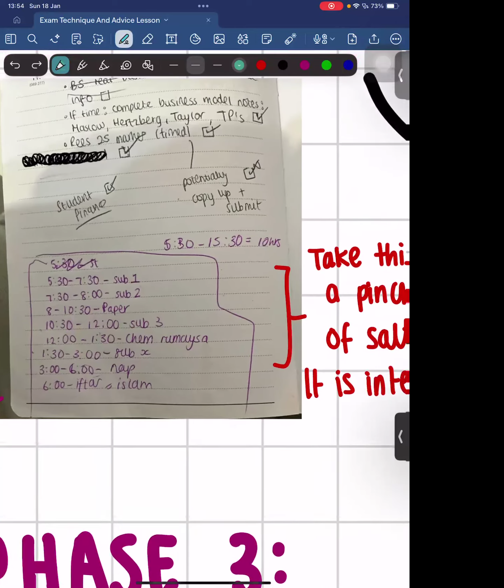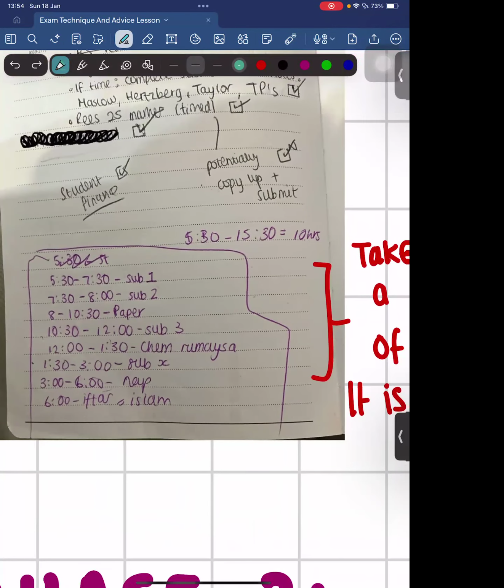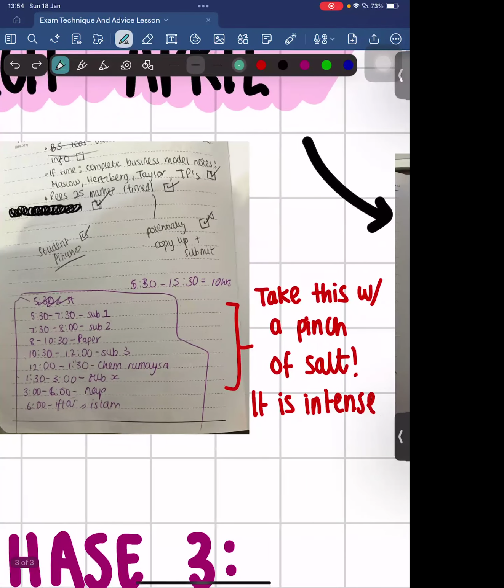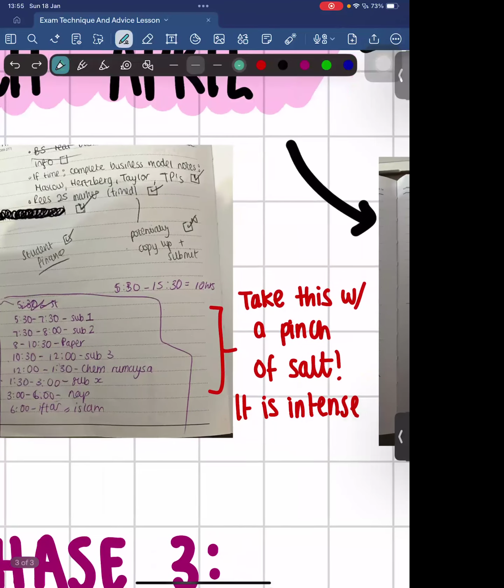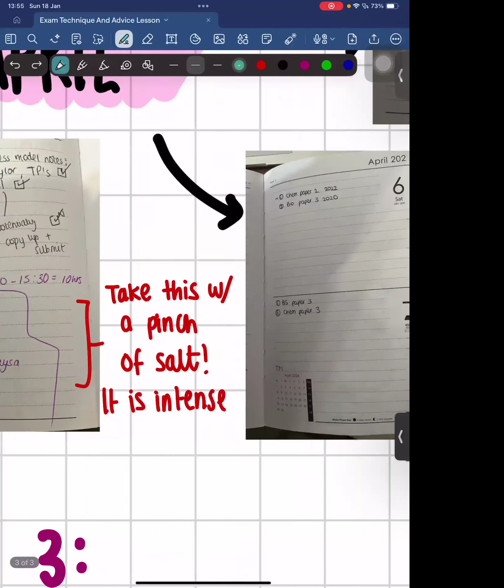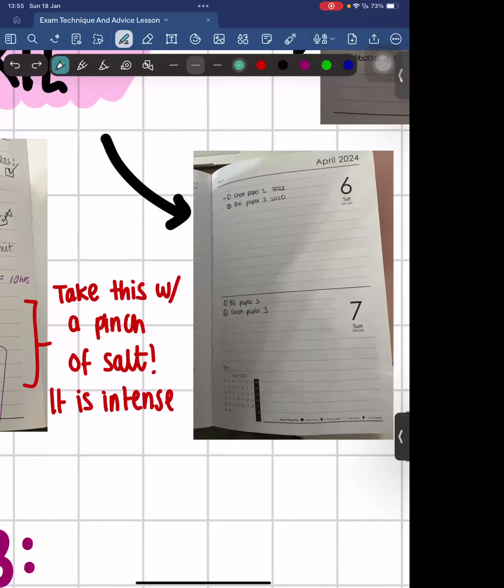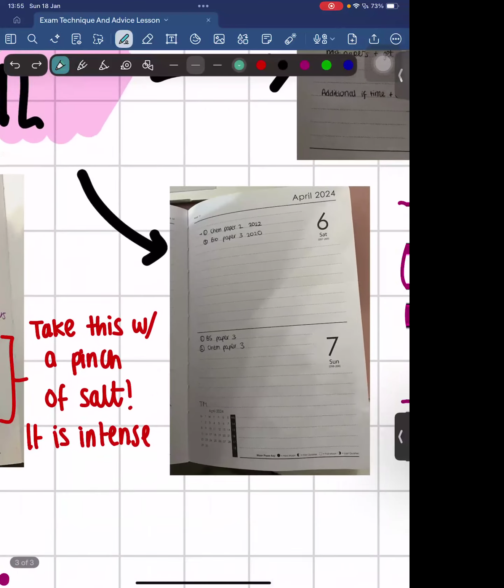If you want to follow this structure but make it less intense, please feel free, but it is quite intense. And I don't want you all to think that this is your make or break for an A star. I'm just saying it's something that helped me. Not everyone is able to hack something like this, which is so fine. You don't even need to worry about that. But just make sure that you at least try to do as much as you can in a day.